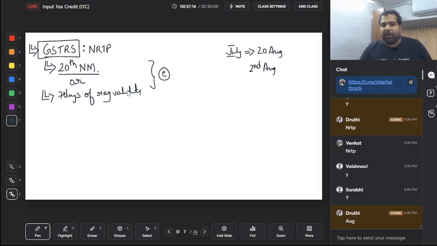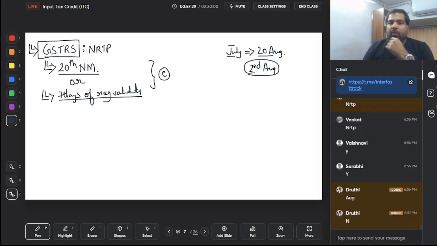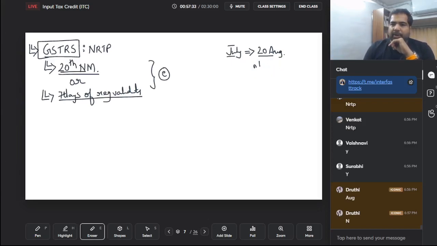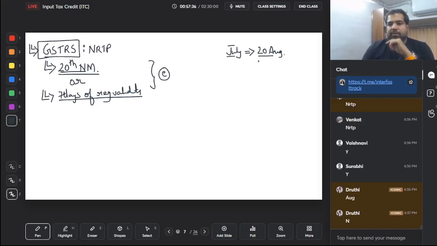July return has to be filed by when? 20th August. No problem. But just check, guys, when is the registration coming to an end? If the registration is coming to an end on 2nd August, then will the government wait till 20th? No, within 7 days of the validity or 20th, whichever is earlier. Guys, what if the registration is coming to an end on 18th August? Then which is earlier? Then 20th August is earlier. So 20th or 7 days.